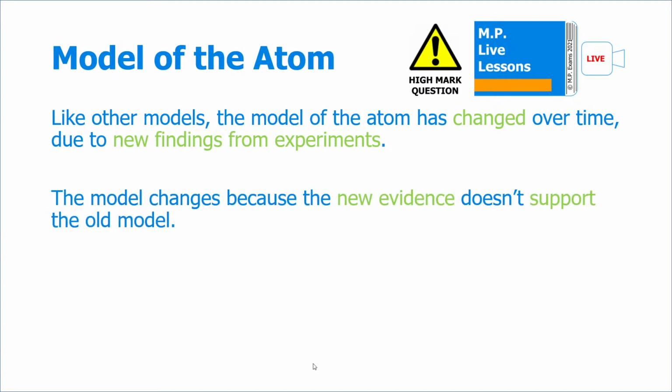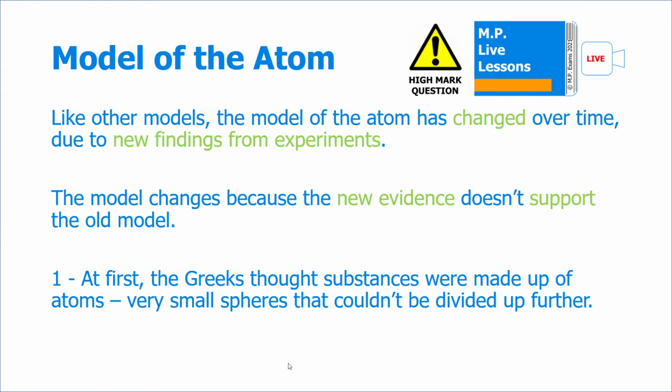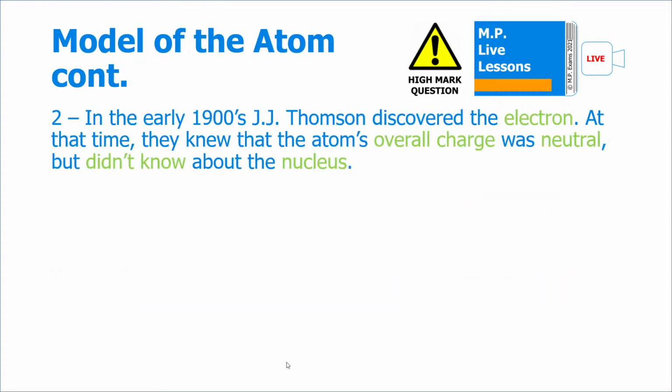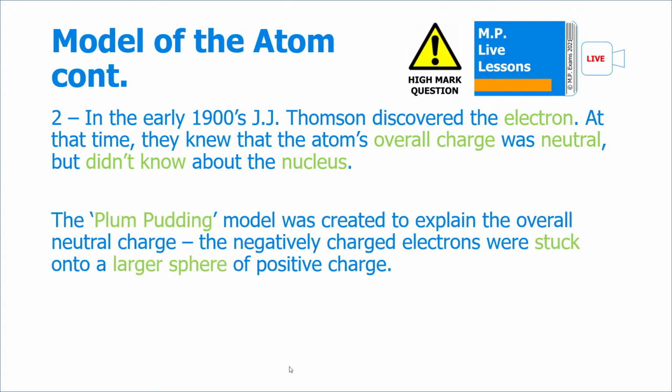So at first, the Greeks thought substances were made up of atoms, which were very small spheres that couldn't be divided up further. This stayed the same until J.J. Thomson in the 1900s discovered the electron, a negatively charged particle. Now, at that time, they didn't know the atom's overall charge was neutral. They didn't know about the nucleus either. And therefore, J.J. Thomson created what you know as the plum pudding model. So this explained the overall neutral charge, where negatively charged electrons were stuck onto, or embedded in, a larger sphere of positive charge.